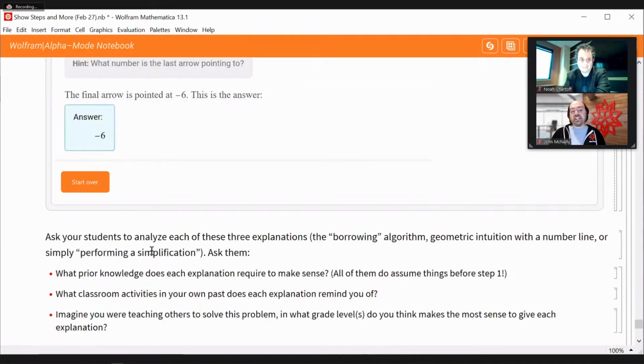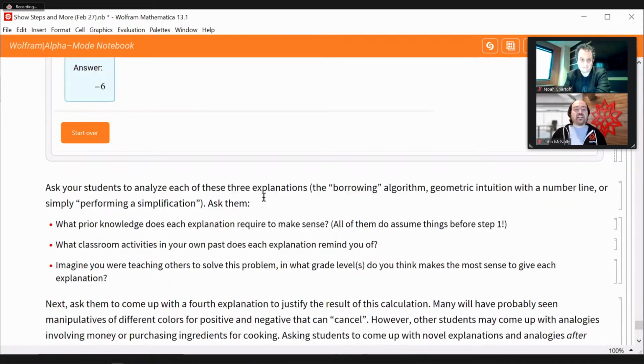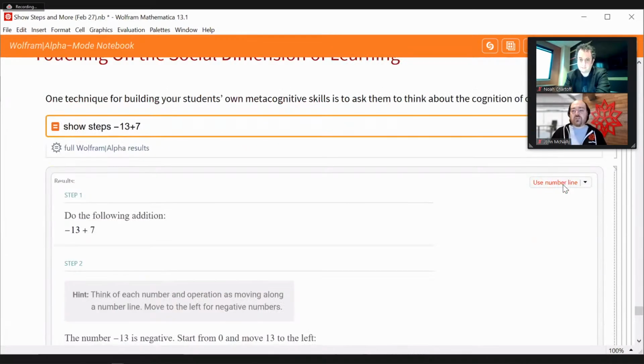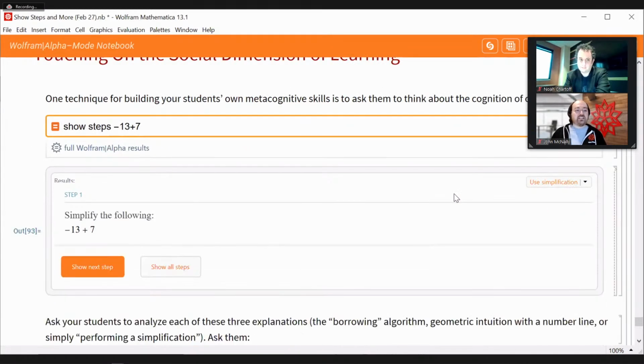So then the activity you can do with your students is ask them to analyze each of these explanations. There's the borrowing algorithm, the geometric intuition with the number line, and then also this other one that's just called just simplify it, right?